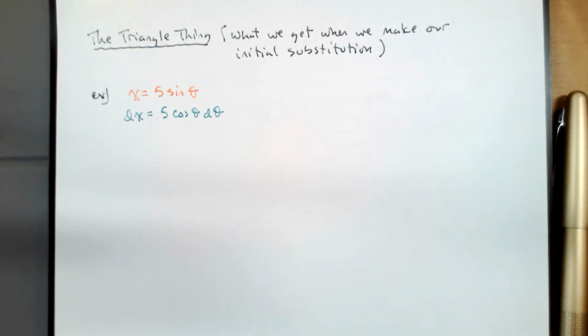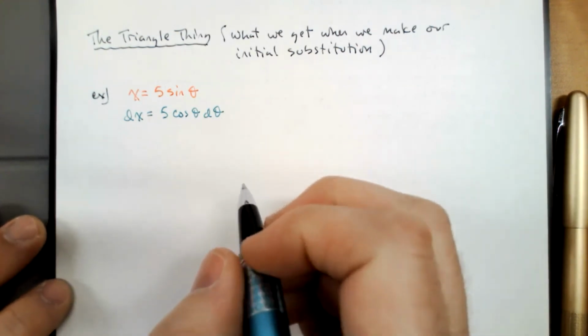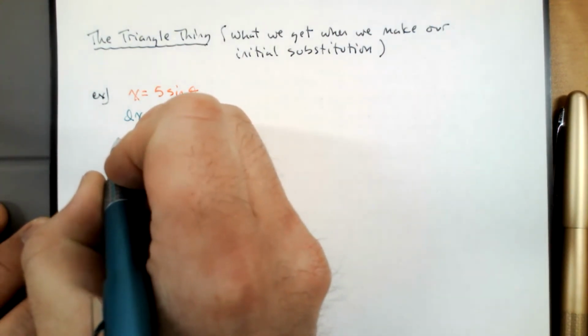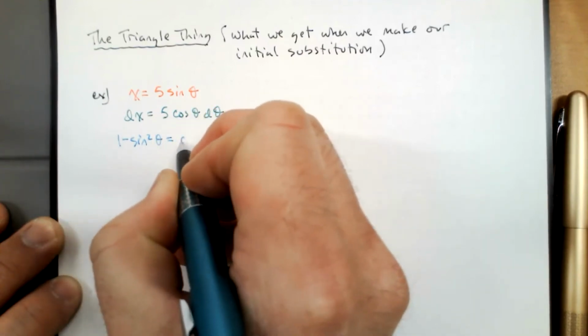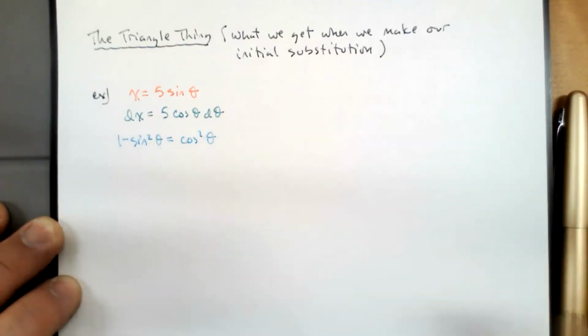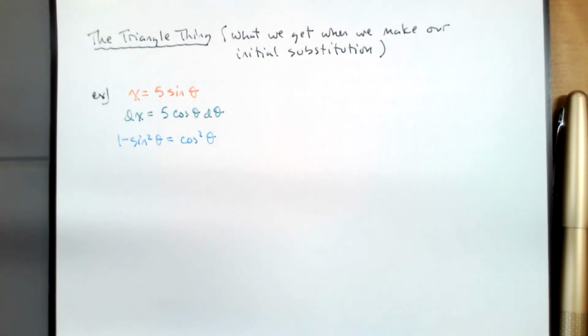The other piece of information that we're going to need here is that 1 minus sine squared is cosine squared theta. These are the pieces that we need to do the trig sub, to get to our theta integral.